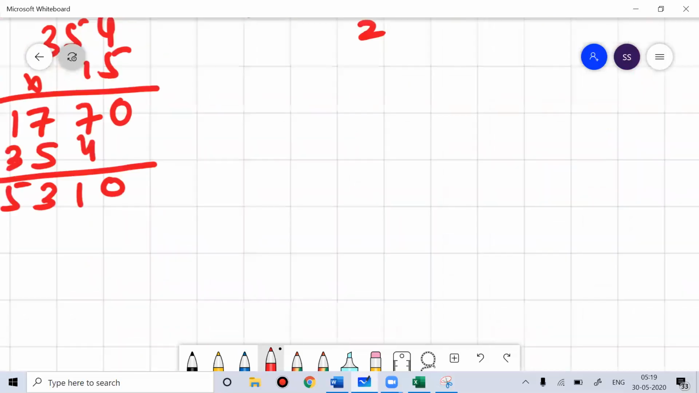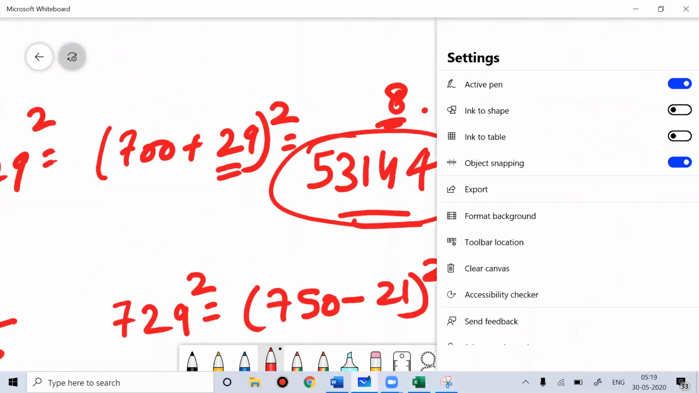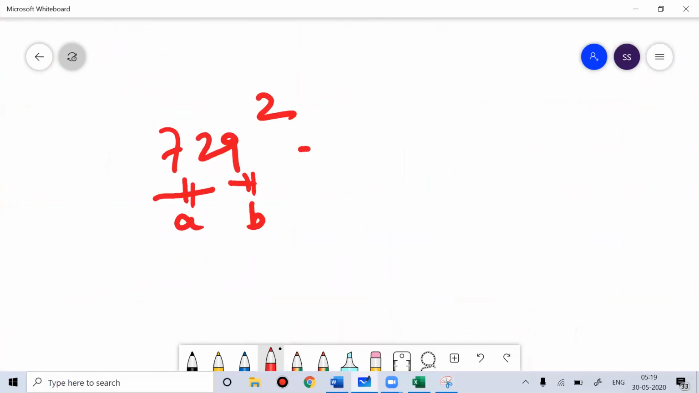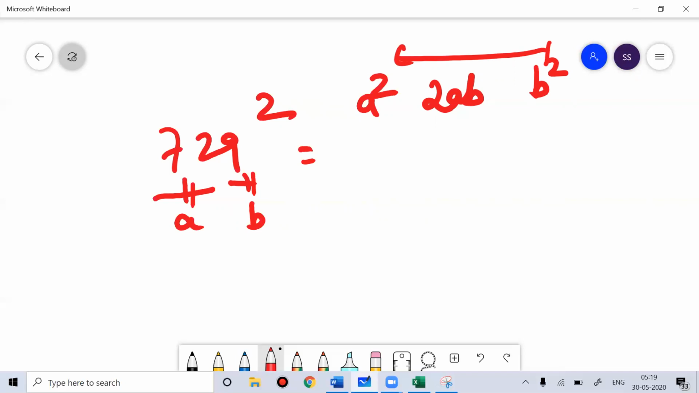So you can watch my video on Vedic maths on how to find the square of a number if you want. If you really want to know about this squaring technique, there's one more technique. 729 square, this is a, then you follow a square, 2ab and b square. So this is also one more technique. All that I have covered in my Vedic math session. So you can watch there to understand it much better.